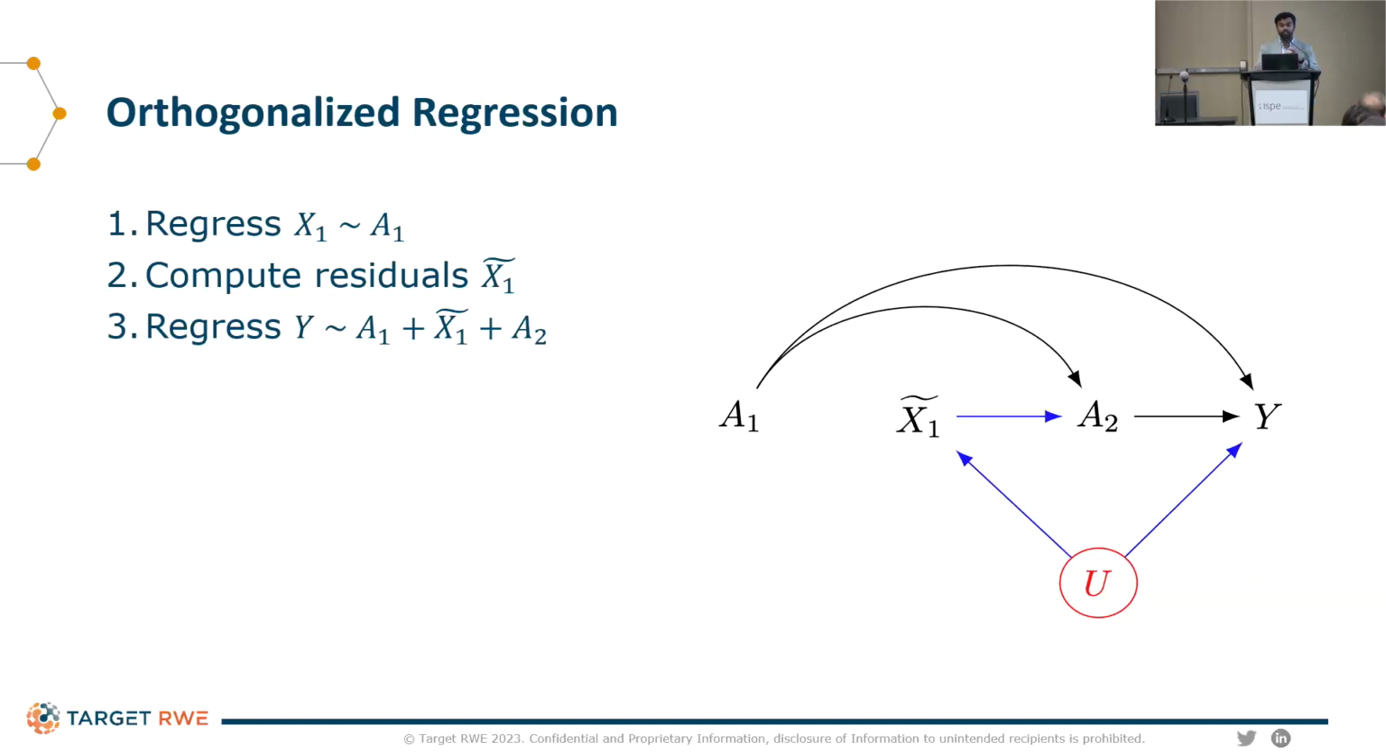There's a path into the treatment at time 2 and a path to the outcome. So we must include it in the model, but there's no longer an arrow from A1 coming into X1 twiddle. So it's not a collider. We can safely include it in the model and get unbiased effect estimates. And that's the heart of the method: using these residuals to delete those arrows that cause collider bias.